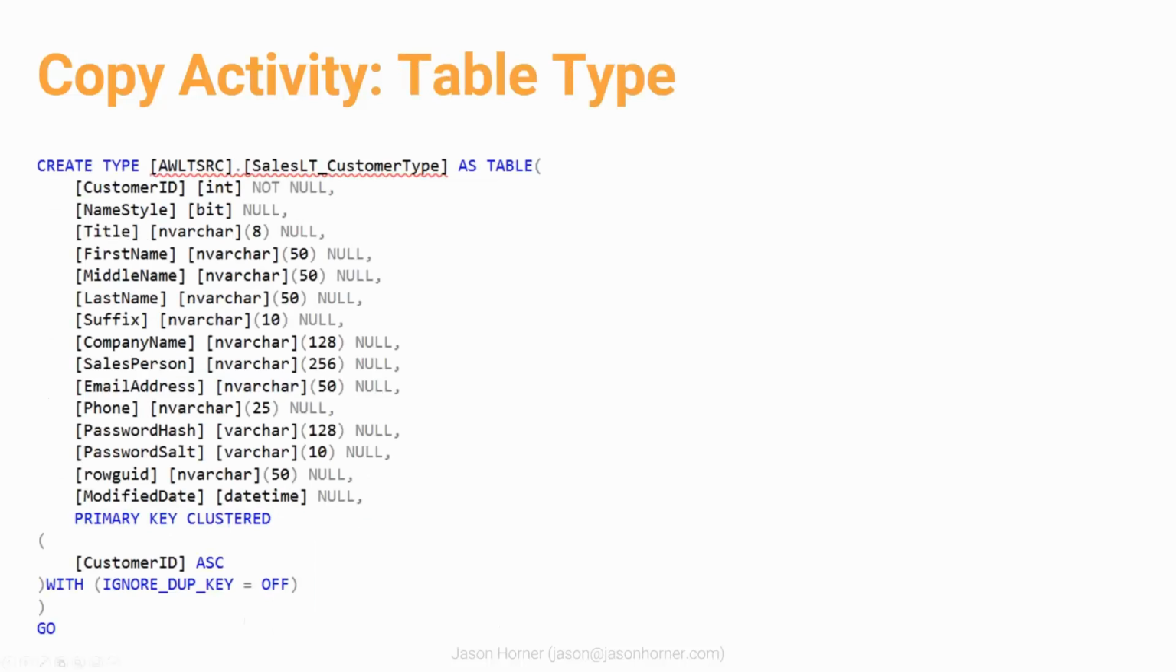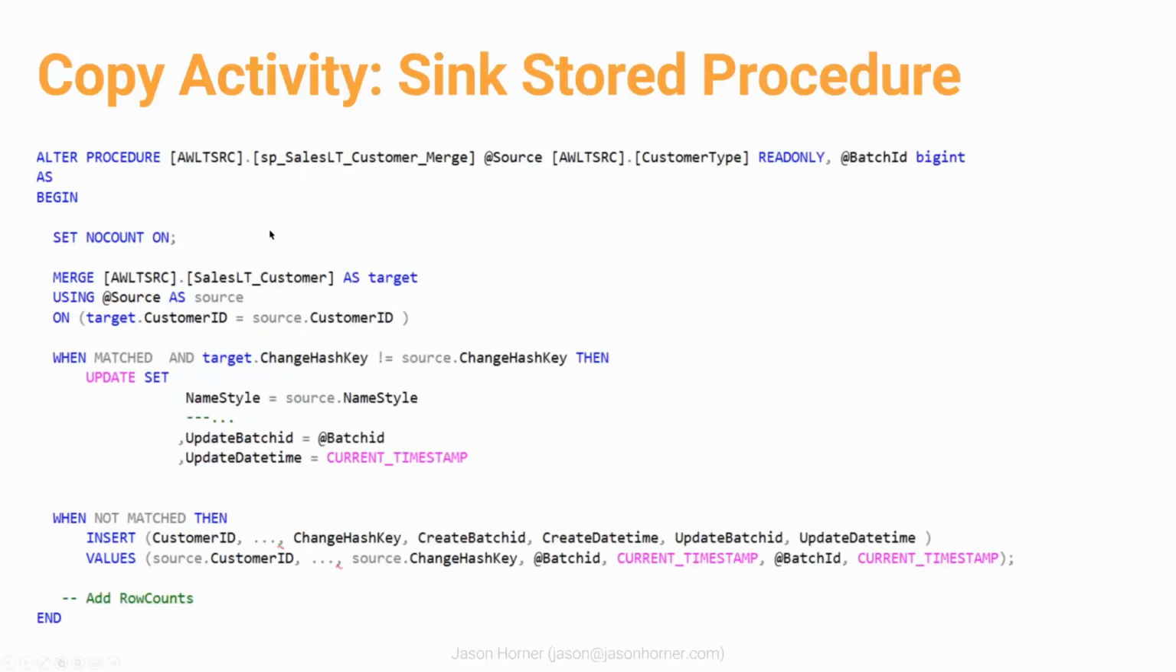This is an example of the table type. So we're just creating a type here, and we've got our values in here. And notice I'm creating a primary clustered key on customer ID. That's my unique value that'll help from a performance standpoint, modestly. And then my stored procedure just takes that table type as a source. Notice I'm marking it as read only here. And then I'm doing my merge statement.